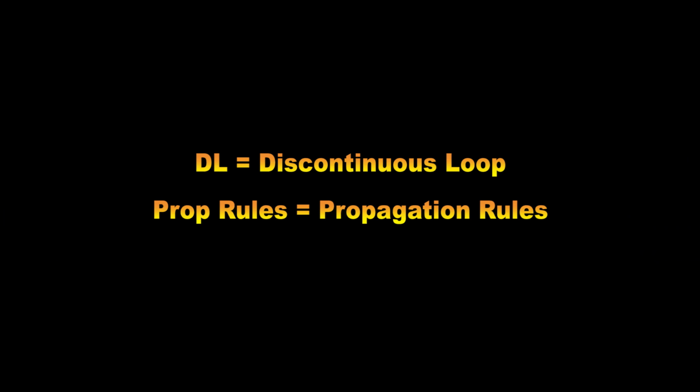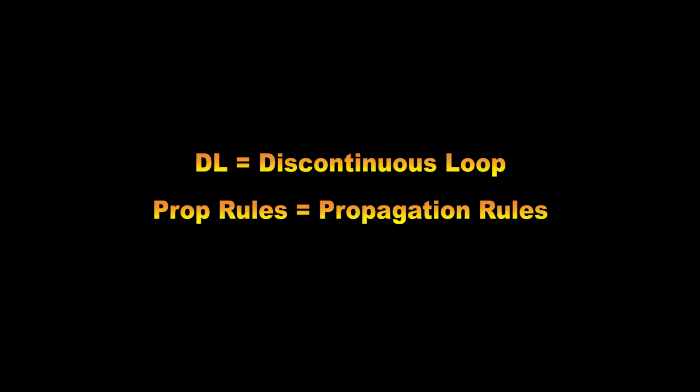The names discontinuous loop and propagation rules are kind of tedious to say over and over again, so please allow me to sometimes abbreviate these things as DLs and the prop rules. You will know what I mean, and it will make things a little easier on me. DL will mean discontinuous loop, and prop rules will mean the propagation rules.